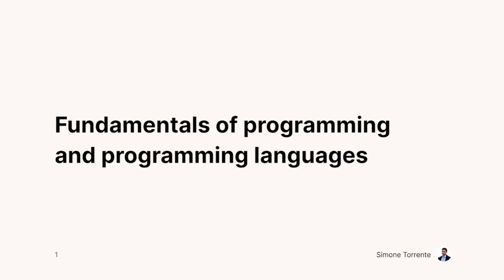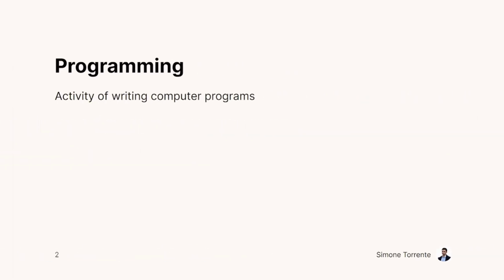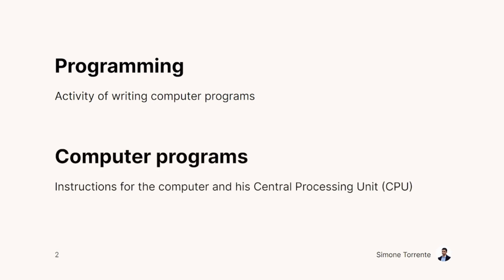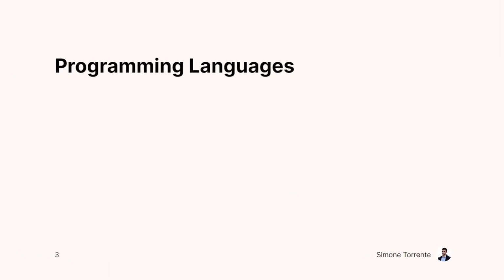To better understand the world of software, we should first understand the difference between programming and computer programs. Programming is the activity of writing computer programs, while a computer program consists of instructions for the computer and its central processing unit, CPU. Programming languages are a subset of computer languages, and their grammar is usually very rigid. Programming languages are also usually Turing-complete.